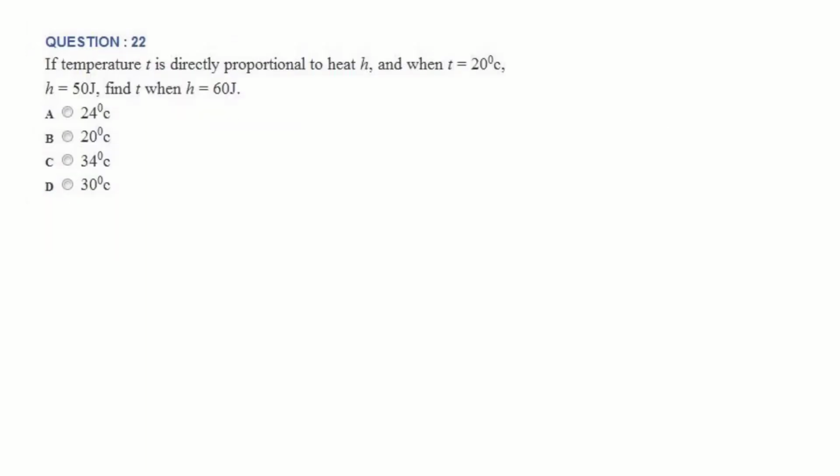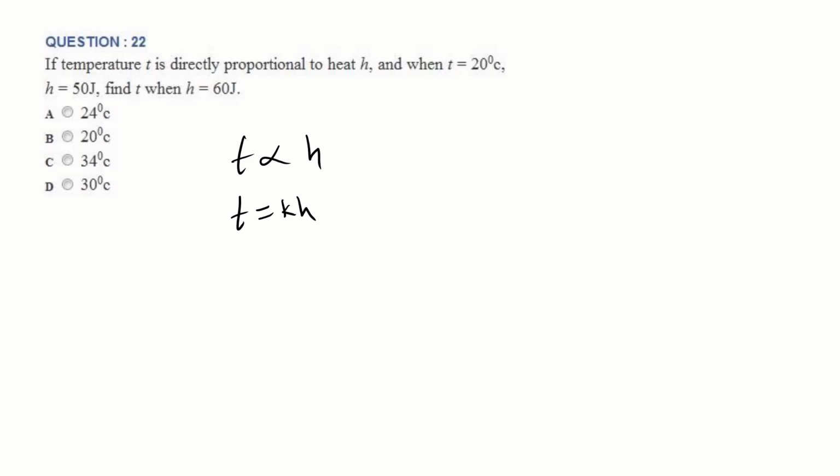If temperature T is directly proportional to heat H, and when T equals 20 degrees Celsius, H equals 50 joule, find T when H equals 60. This is a question on variation, just like we have in the previous two or three questions. But here we have a direct proportion, where T is directly proportional to H. That's going to be T equals K H.